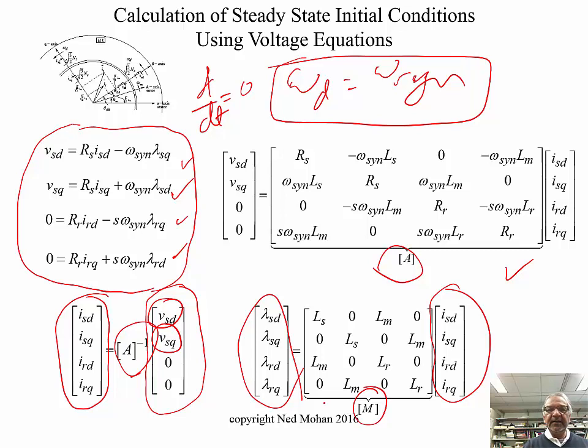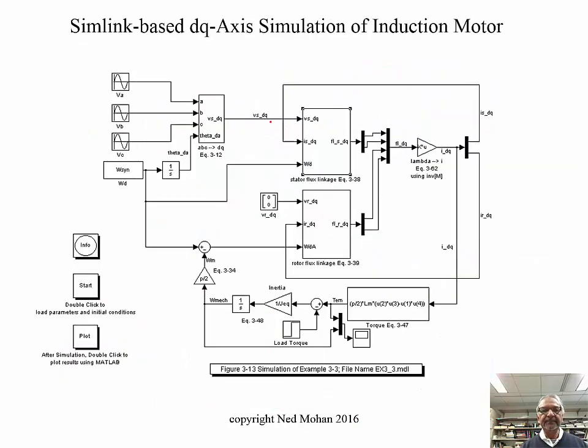We can use these equations in steady state to calculate initial conditions, where we observe that with this choice of omega D, these terms are 0. So that makes it easier, but certainly you can choose whatever reference speed for the D-axis you want, but you have to live with the consequences.